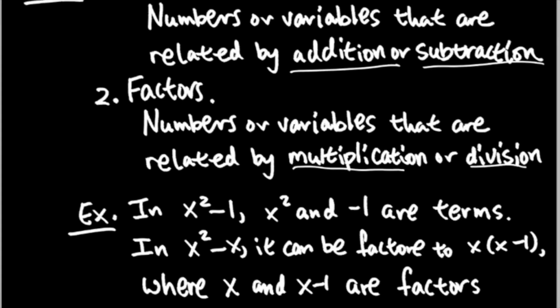Just looking at some examples of that, in x squared minus 1, x squared and negative 1 are considered terms of each other because the way that they're related is simply through addition, or in this case you can think about subtraction, but same thing. And x squared minus x could be factored into x times x minus 1, so that means x and x minus 1 are factors. Yes, this x minus 1 does have addition or subtraction in it, but in this case what we're looking at is x and x minus 1.